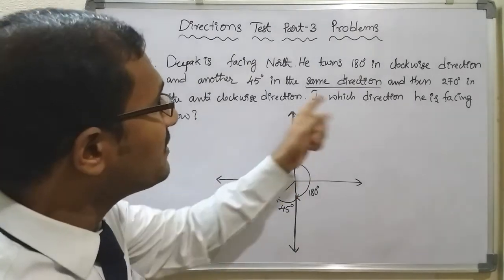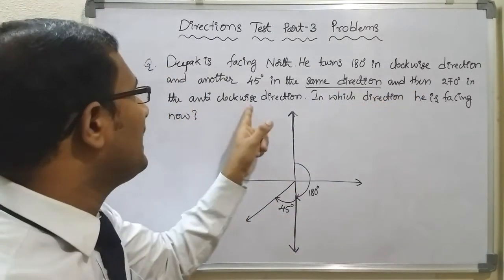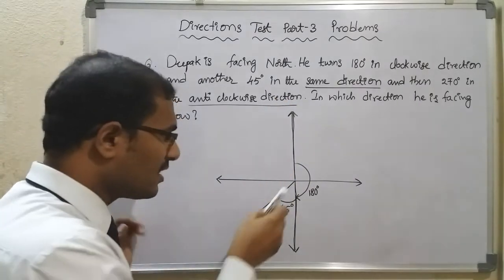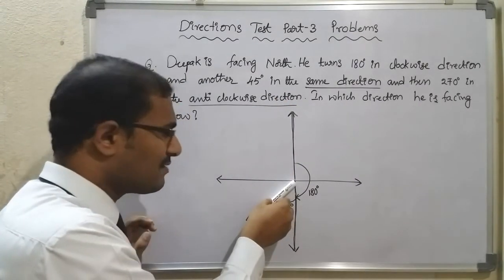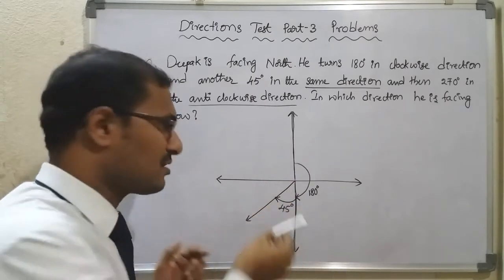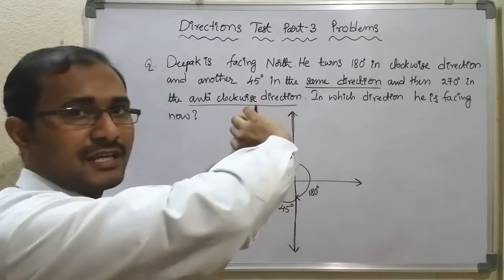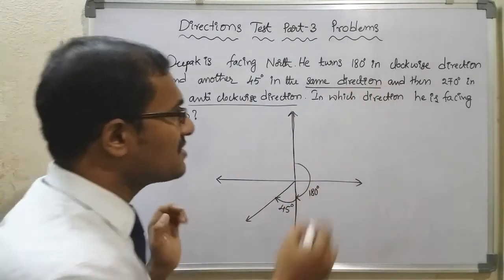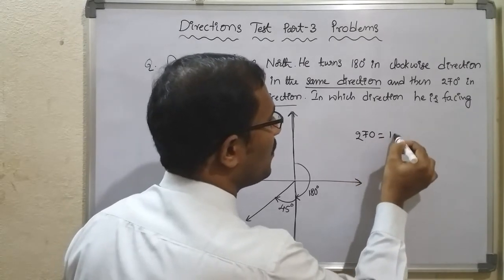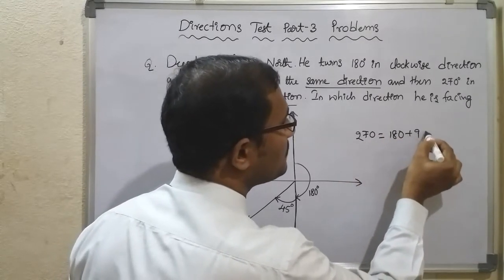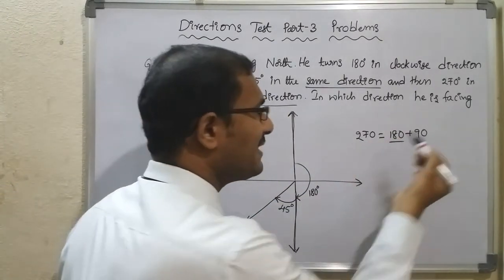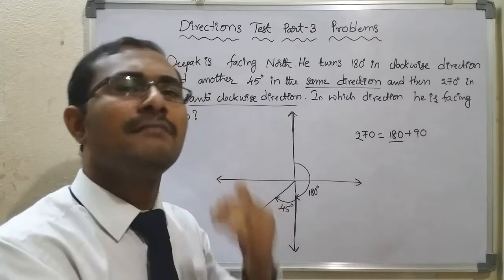Okay, and after that 270 degrees in the anti-clockwise direction. Now the person is facing in the southwest direction. Now we have to cover 270 degrees in the anti-clockwise direction. That means exactly in the reverse direction. See, can we say 270 degrees means 180 degrees plus 90 degrees? Yes. Okay, first of all we are going to cover 180 degrees in the anti-clockwise direction, then 90 degrees.